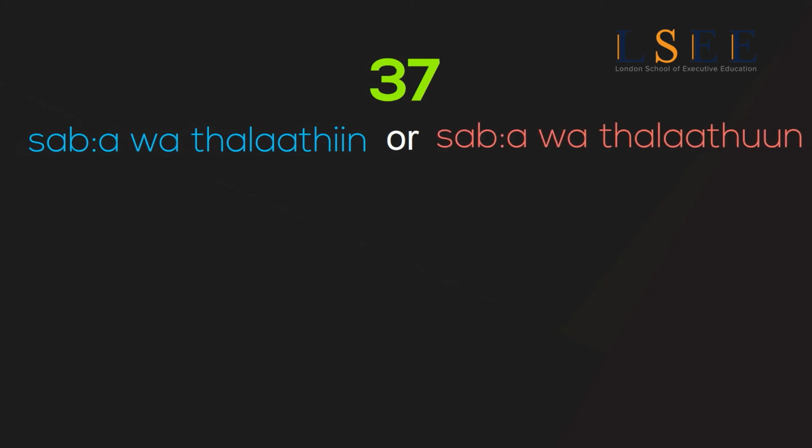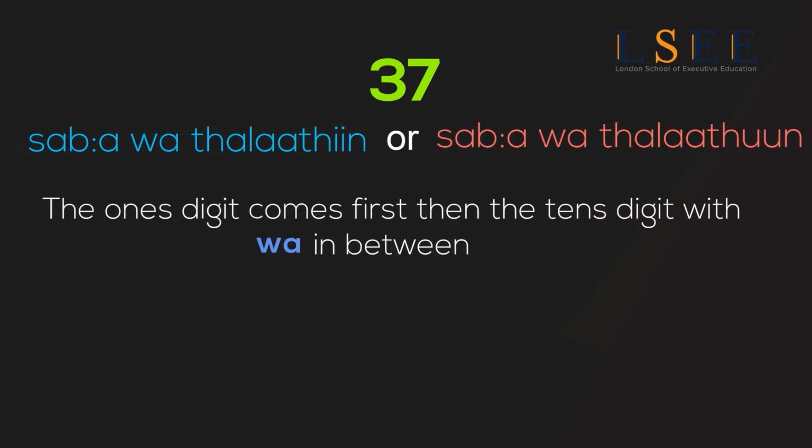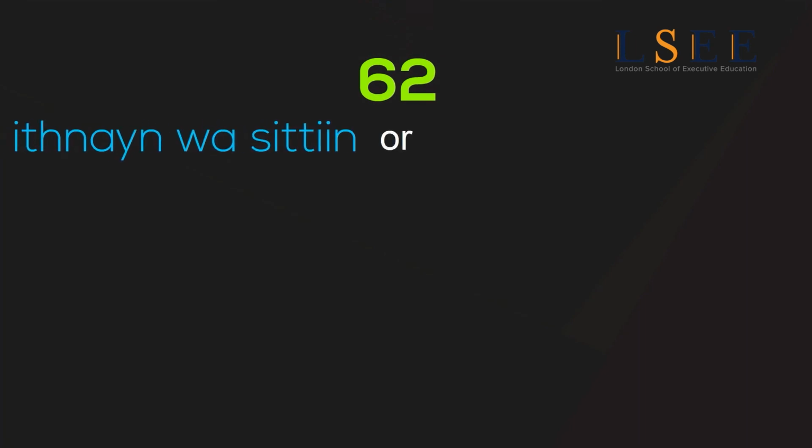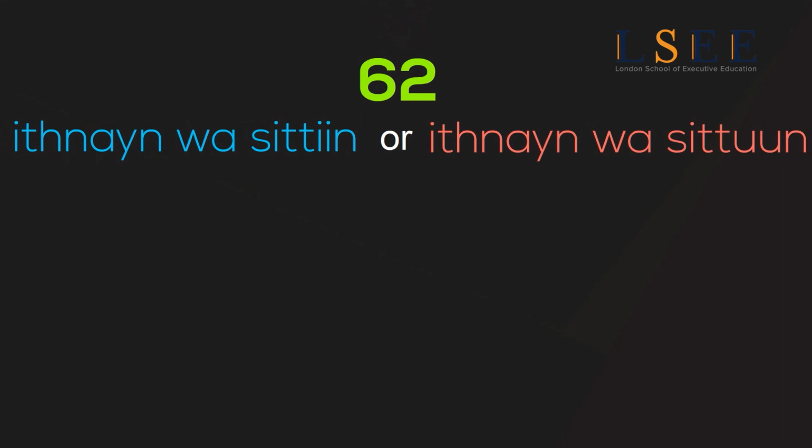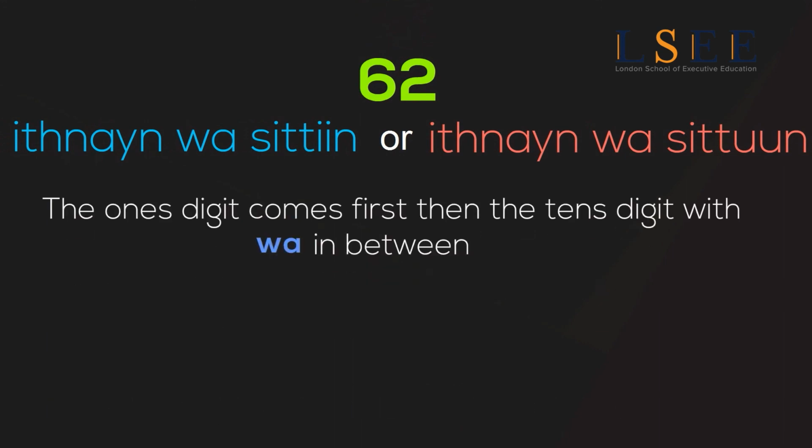37 in Arabic is سبعة وثلاثين or سبعة وثلاثون. 62 is اثنين وستين or اثنين وستون. The ones digit comes first, then the tens digit with wa in between.